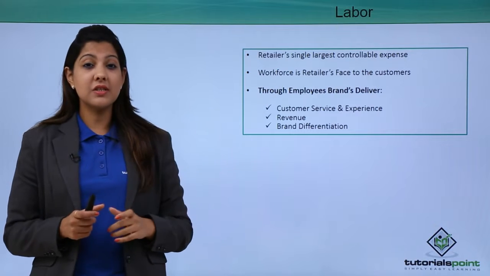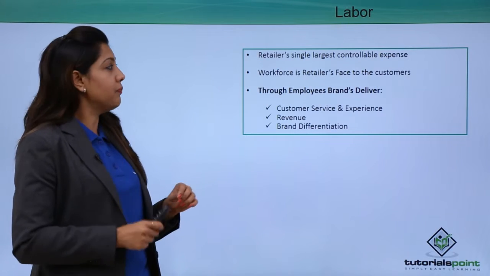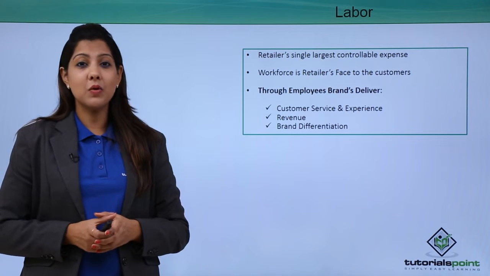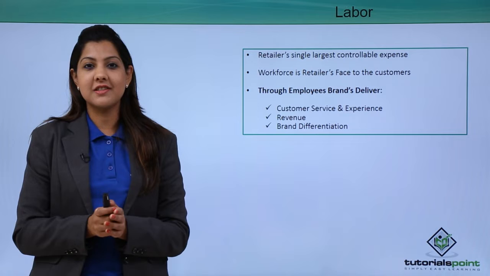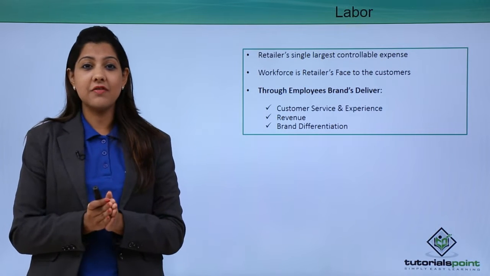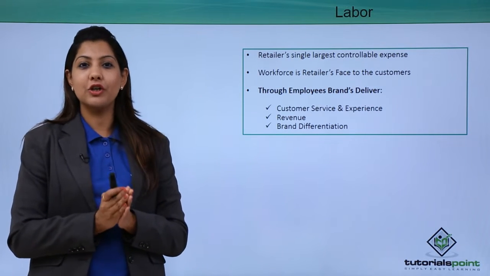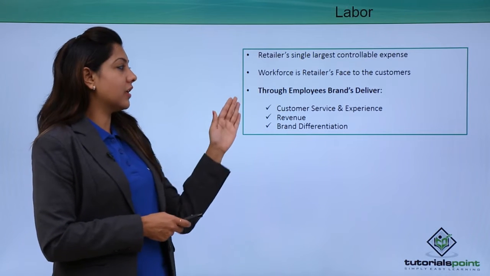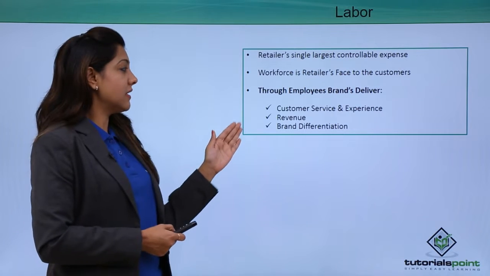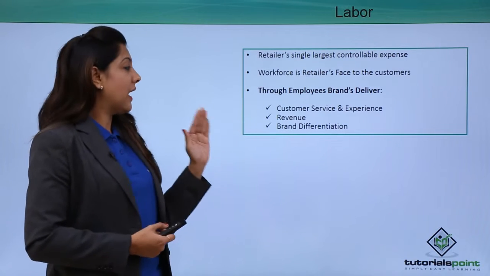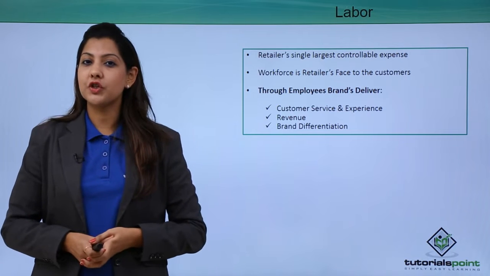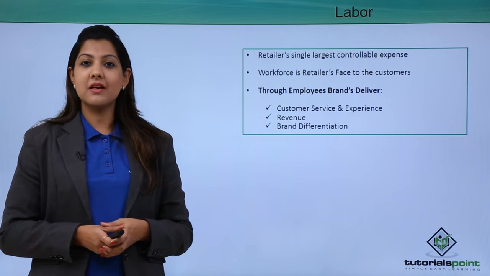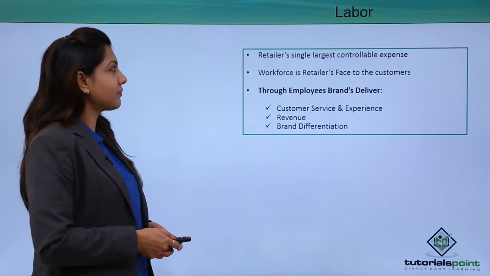The single largest controllable expense is labor. Workforce is the retailer's face to the customer, but you cannot do anything about it because you need people to face a customer. If a customer didn't need staff, they would just order online for their particular needs and requirements. Through employees, brands deliver customer service and customer experience. You also deliver the revenue as well as the brand differentiation. What really makes one brand different from the other is something which is a challenge for a retailer.